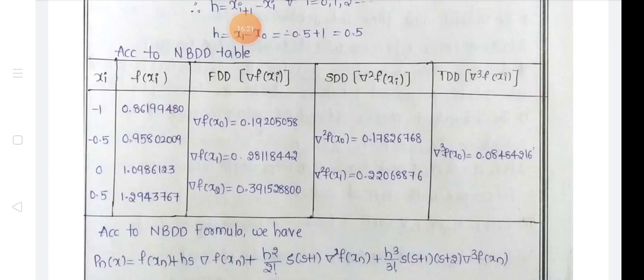f of xi: 0.86199480, 0.95802009, 1.0986123, 1.2943767. First divided difference.